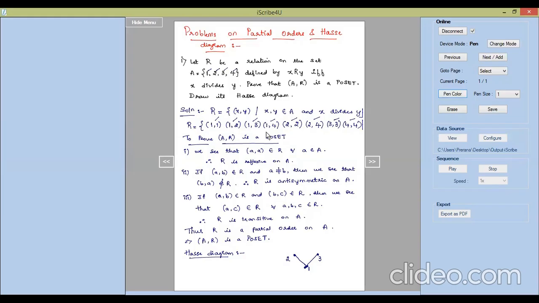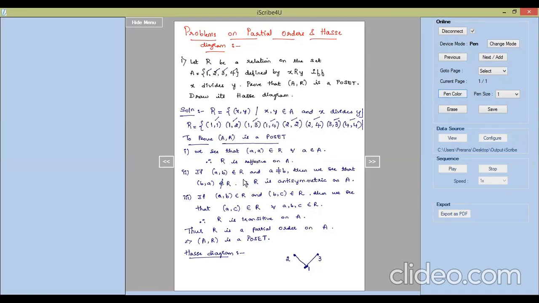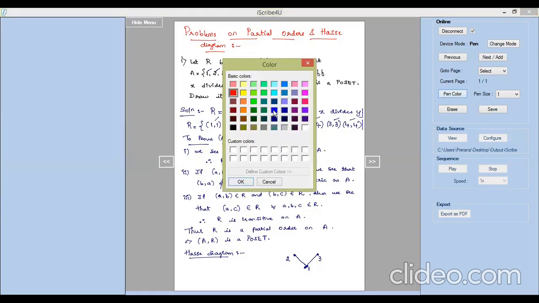Now for the time being I will leave this 1, 4. I will just circle it for your reference. Okay. For the time being I have left this 1, 4. Why, I will let you know in a while, very soon.